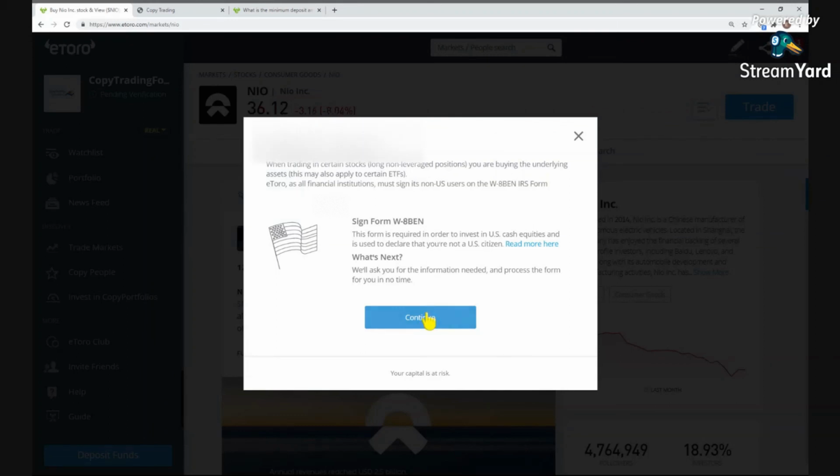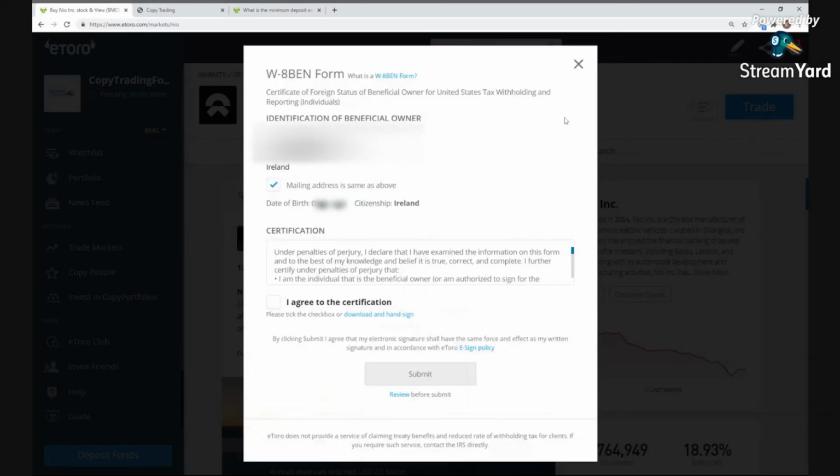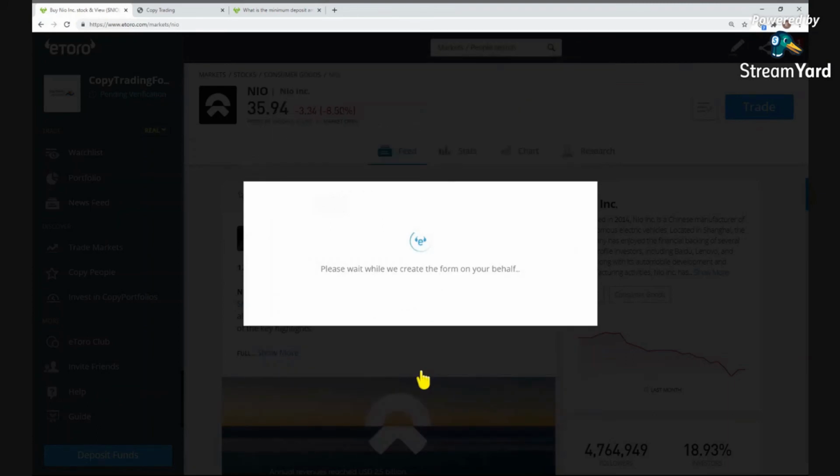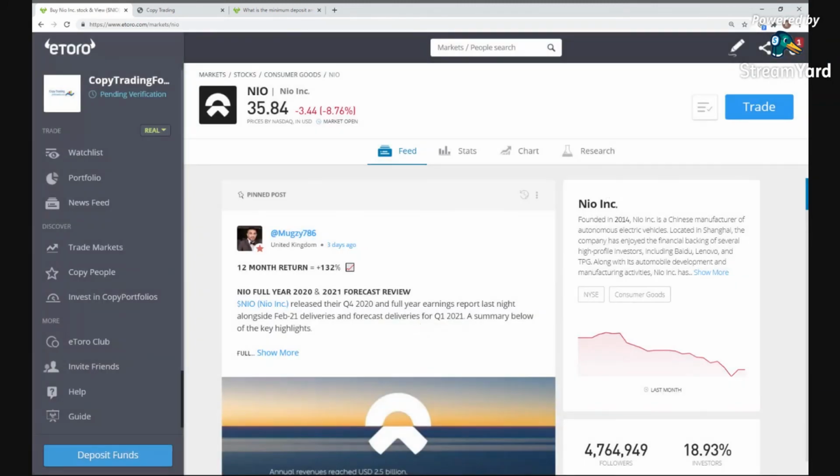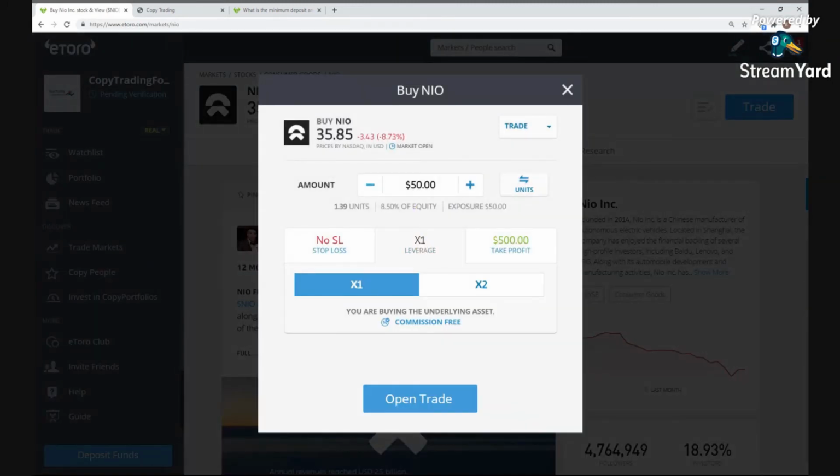Okay, so here you have to fill out this form, guys. Certification of status of ownership, mailing address. Just agree to the terms and conditions there. Thank you. The form, we'll send you an email with a copy of the form once it's ready. Done. Okay, so let's see. Now I can buy stocks. Let's see what I can do.